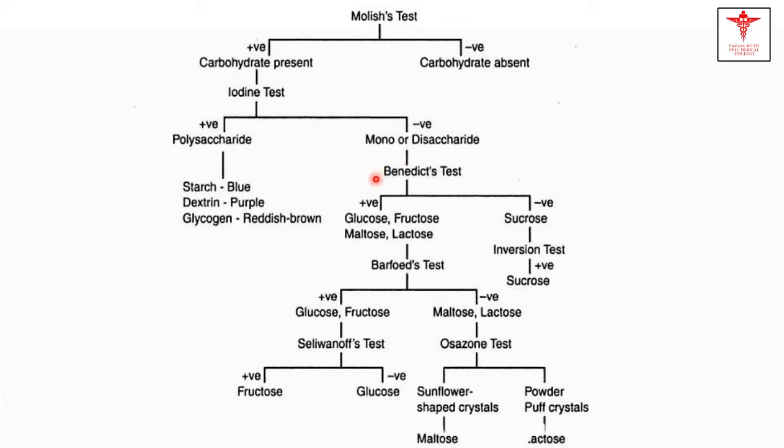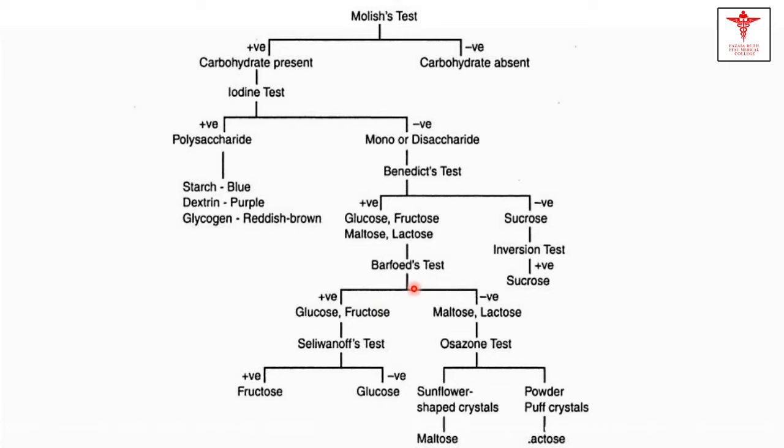Then we perform the Benedict's test, which is specific for detection of reducing sugars. We saw the appearance of red precipitation, which pointed out that the Benedict's test is positive and the given sample contains a reducing sugar. So today we'll perform Barfoed's test and Seliwanoff's test.